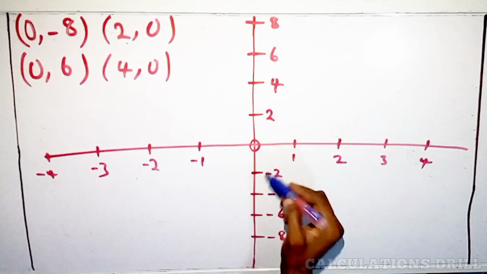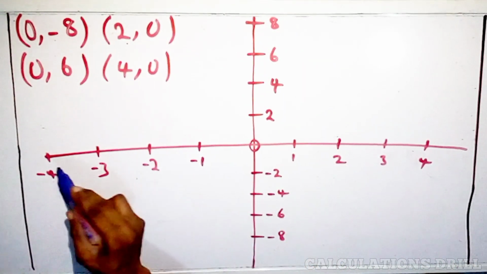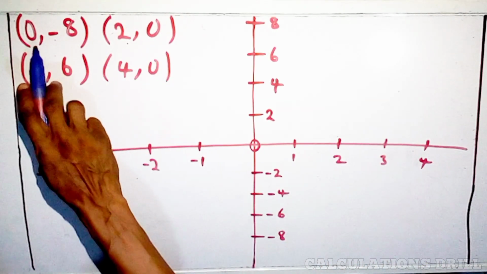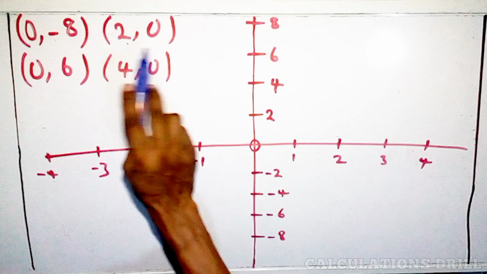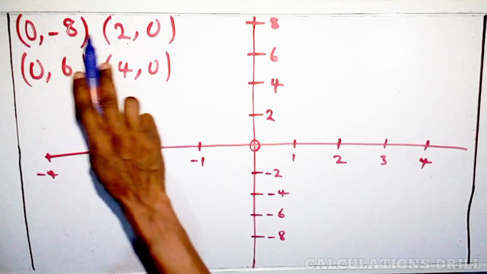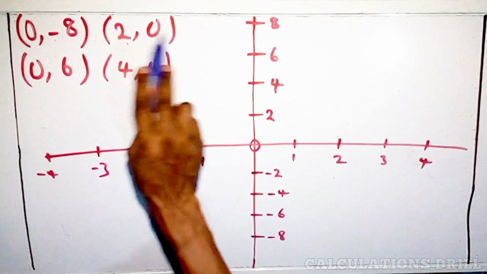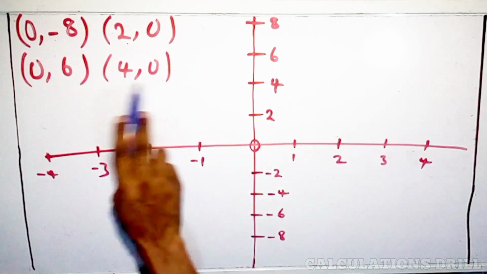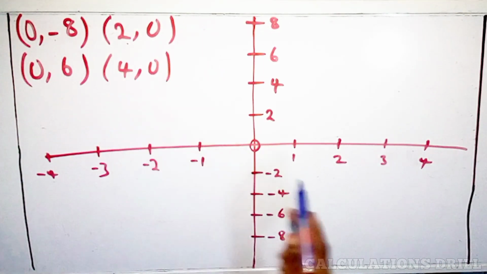This is the graph section: positive and negative y-axis and positive and negative x-axis. These are our coordinates. So we have the coordinates here. As you can see, we're going to use them now to plot our graph. That is what we're doing now.